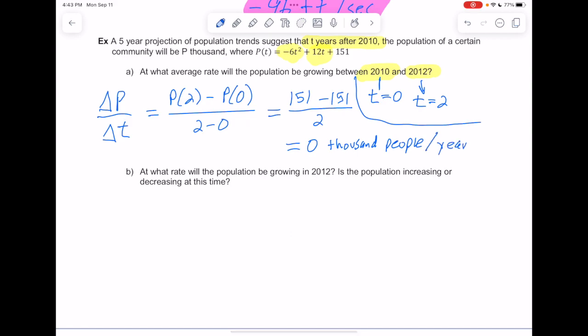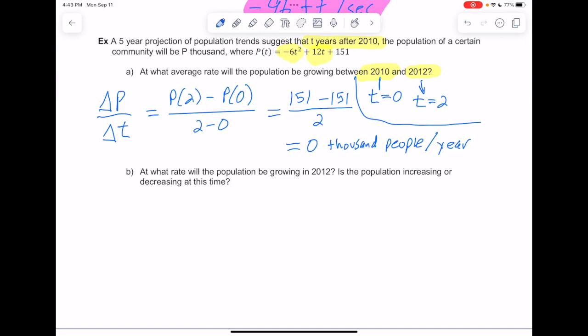But what does that mean? That on average there was no change in population, from the starting point 2010 to the ending point 2012. So the average rate of change was 0. But it's interesting because if you plug a 1 in there, you don't get 151. So it's not that the population wasn't changing at all. It just happened to have been the same in both of those years.